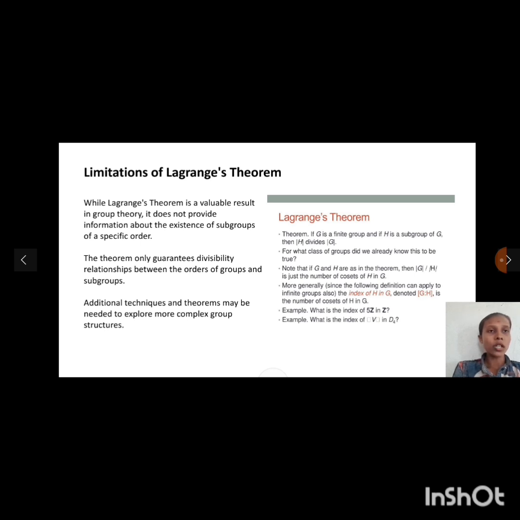More generally, the following definition can apply to infinite groups also. The index of H in G, denoted [G : H], is the number of cosets of H in G. Example: what is the index of 2Z in Z? And what is the index of the subgroup generated by v squared in D4?